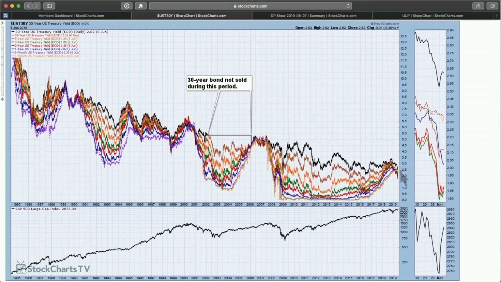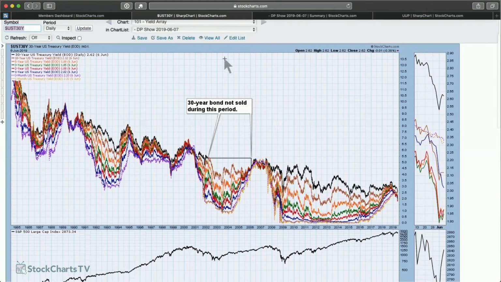And then what happened here again with the 30-year bonds? They didn't issue any during that period. So that's why the data looks squirrely.